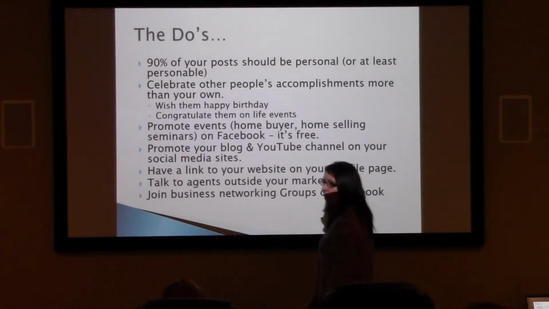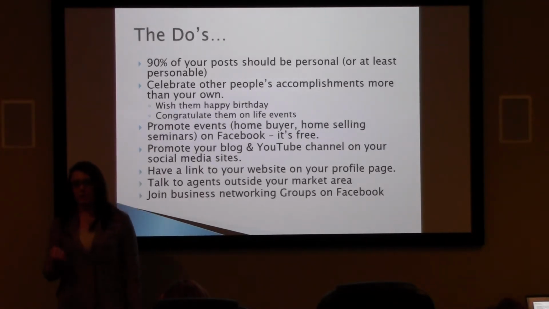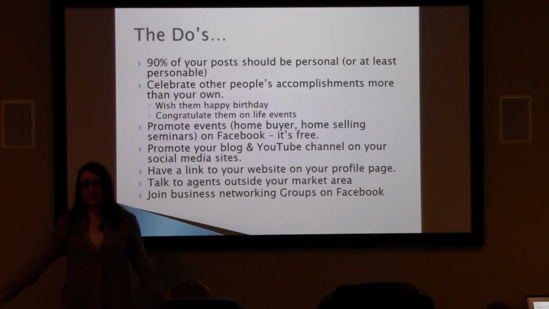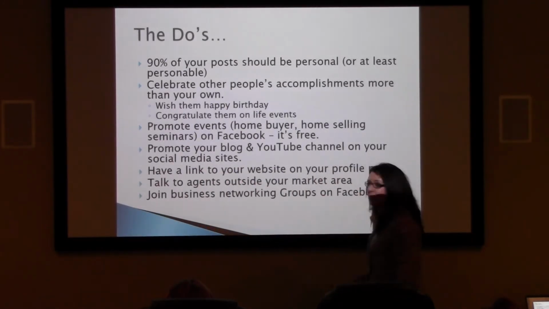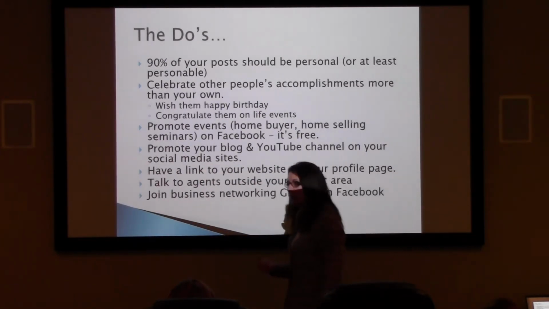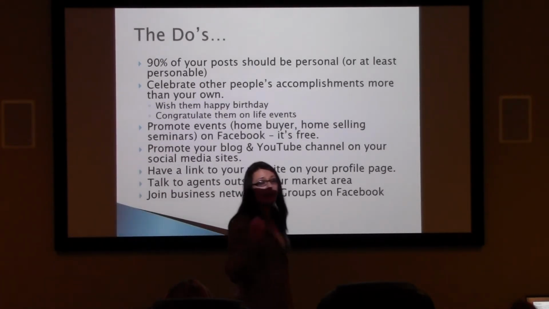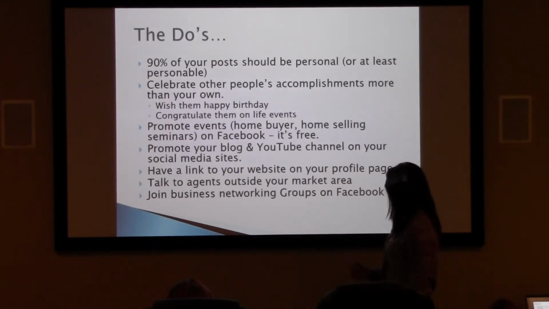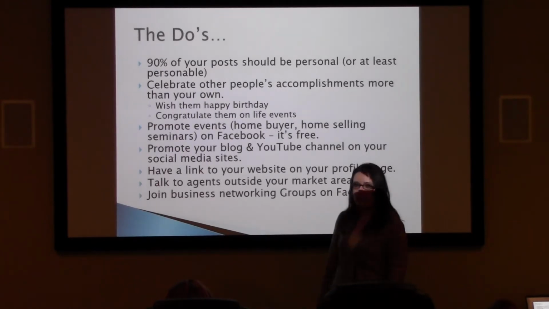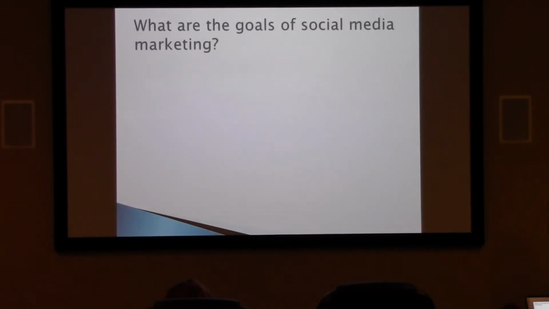Talk to other agents outside your market area. See, here's another mistake agents make. They will add a bunch of other real estate agents to their Facebook page. Well, what is that giving them an opportunity to do? Steal your clients. No, don't do that. But talking to agents outside your market area is a smart move because what does that give you an opportunity to do? Generate inbound referrals because you're building that relationship. But remember, social media is relationship building. It is not going to happen overnight. It does take time and it takes consistency. You can also join business networking groups on Facebook. Now I'm going to actually start making fun of myself a little bit in just a second.